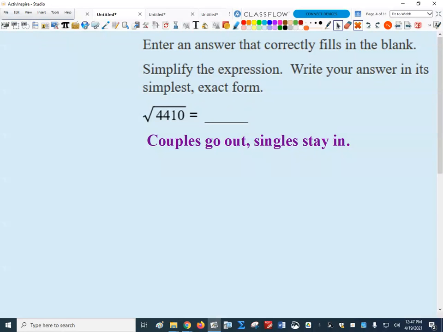We want to take the number that's inside the radical and break that up into factors. Our goal, by the way, whenever we're simplifying a radical, is always the same: to get as much of the number out in front of the radical as possible. We still may be stuck with some stuff inside the radical. We want to get as much out as we can. So we start off with our number, 4410. We're going to make a factor tree.